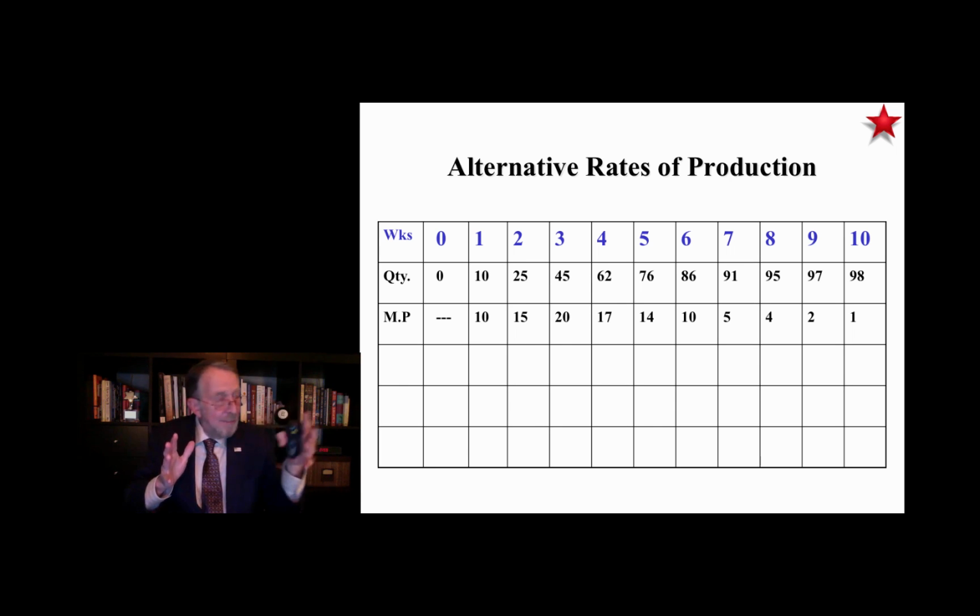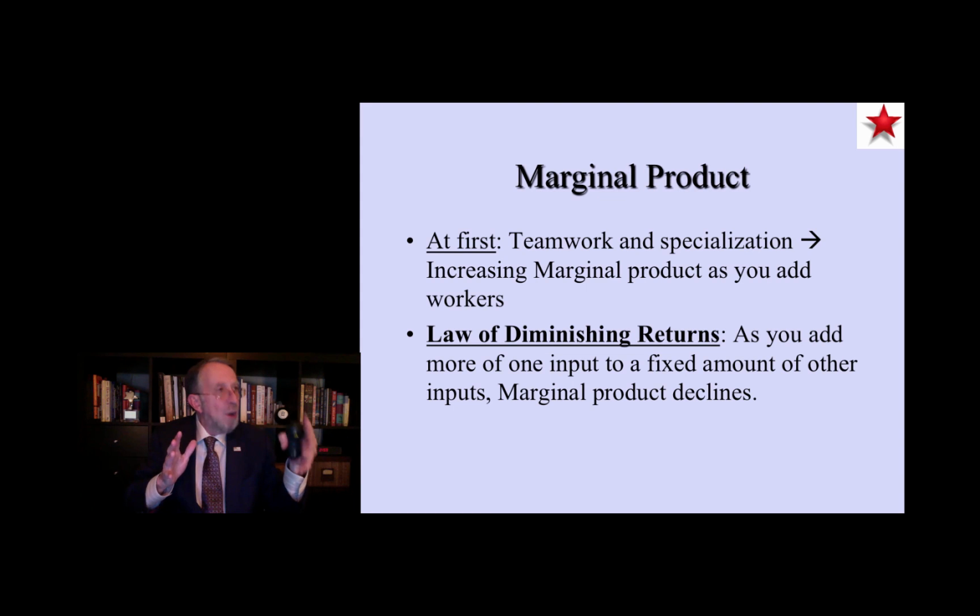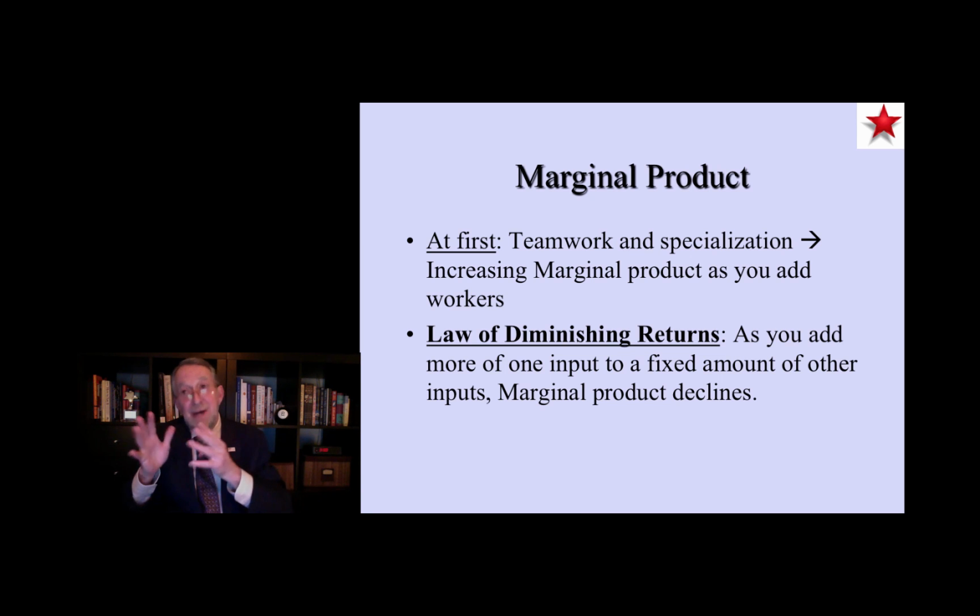Eventually, though, at some point, you run into this law of diminishing returns. The law of diminishing returns states that once you've hit that point, as you add more of one input to a fixed amount of other inputs, marginal product goes down. Marginal product is positive, but it's declining, and eventually it can become, in fact, negative.